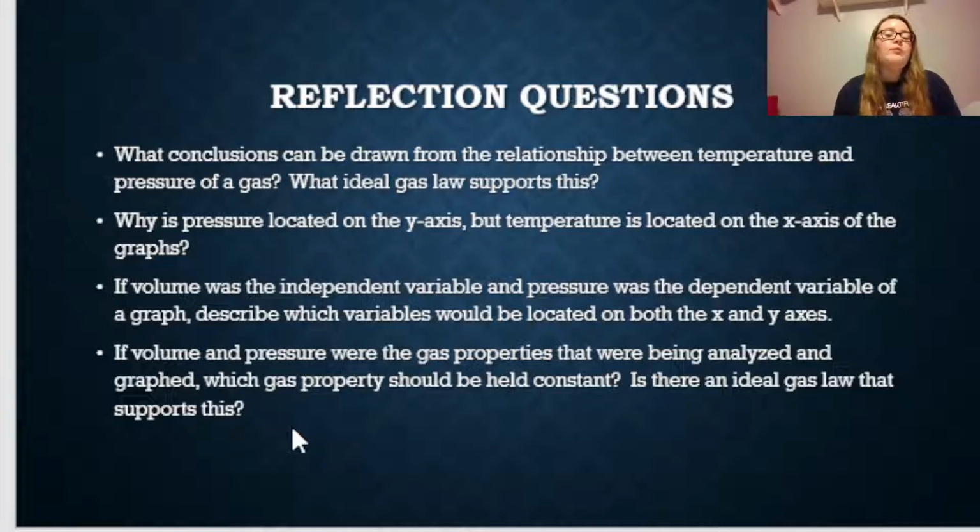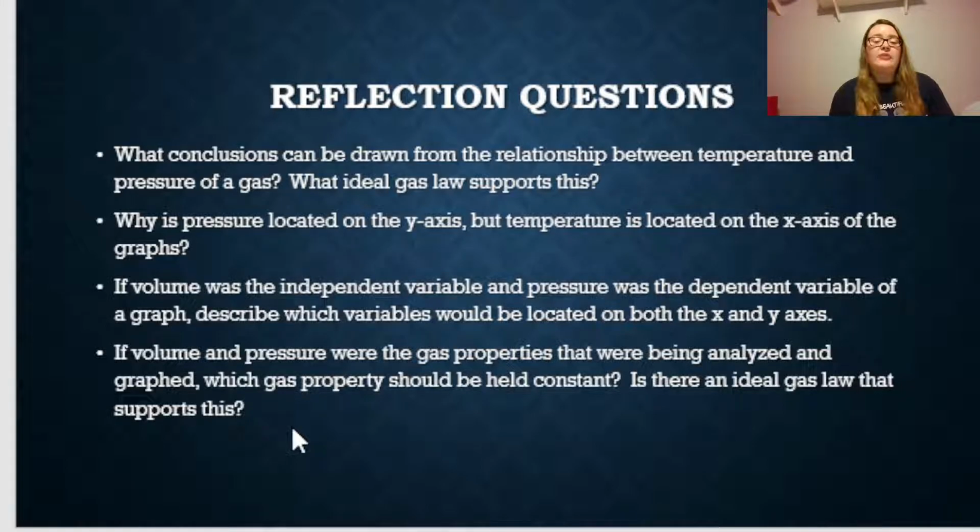And another question could be, if volume was the independent variable and temperature was the dependent variable of a graph, describe which variables will be located on both the x and y axes. So for example, in this case, students could draw the conclusion, if volume is the independent variable, it would need to be on the x-axis. And if pressure is the dependent variable, it would need to be graphed on the y-axis. And that could be another part of the active learning that an educator could go into, where students could then analyze the pressure and the volume of gases.